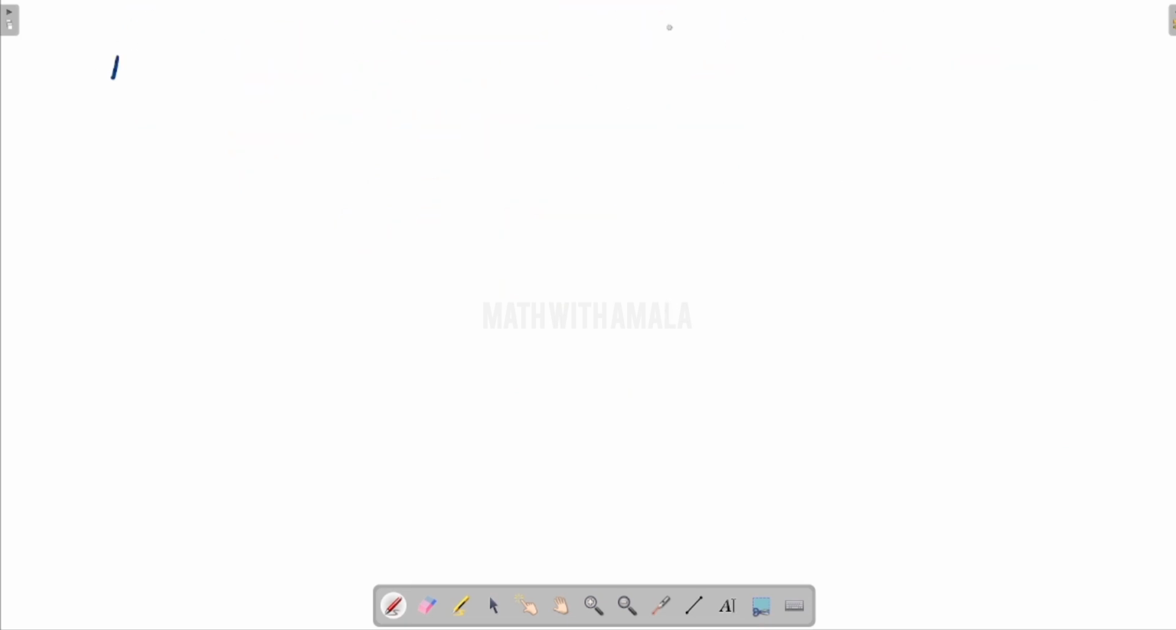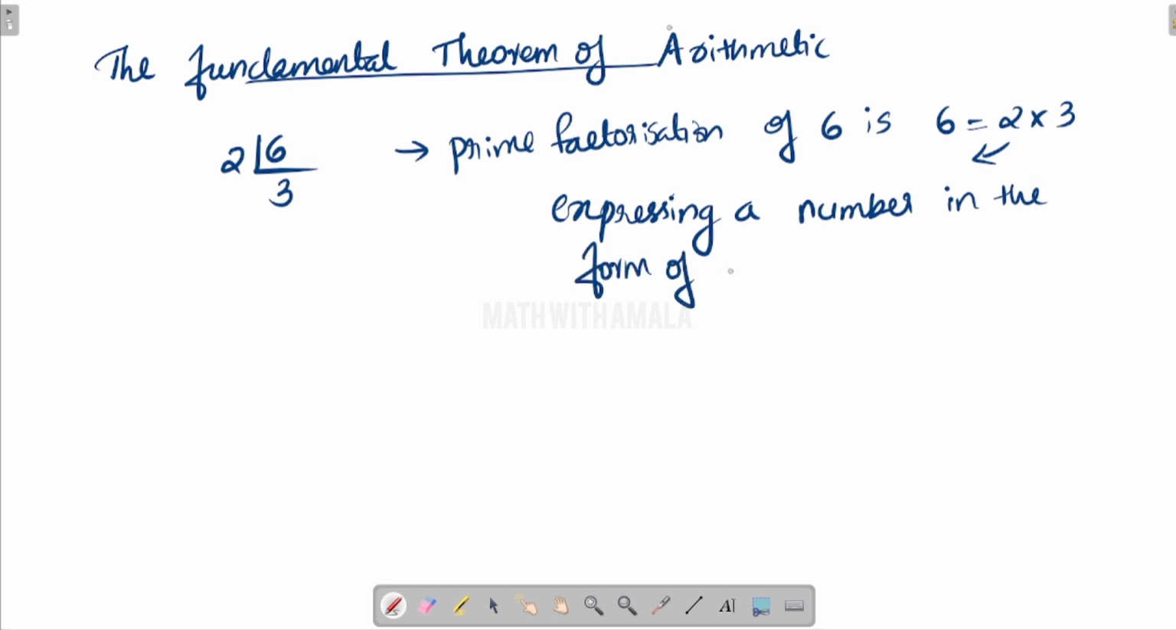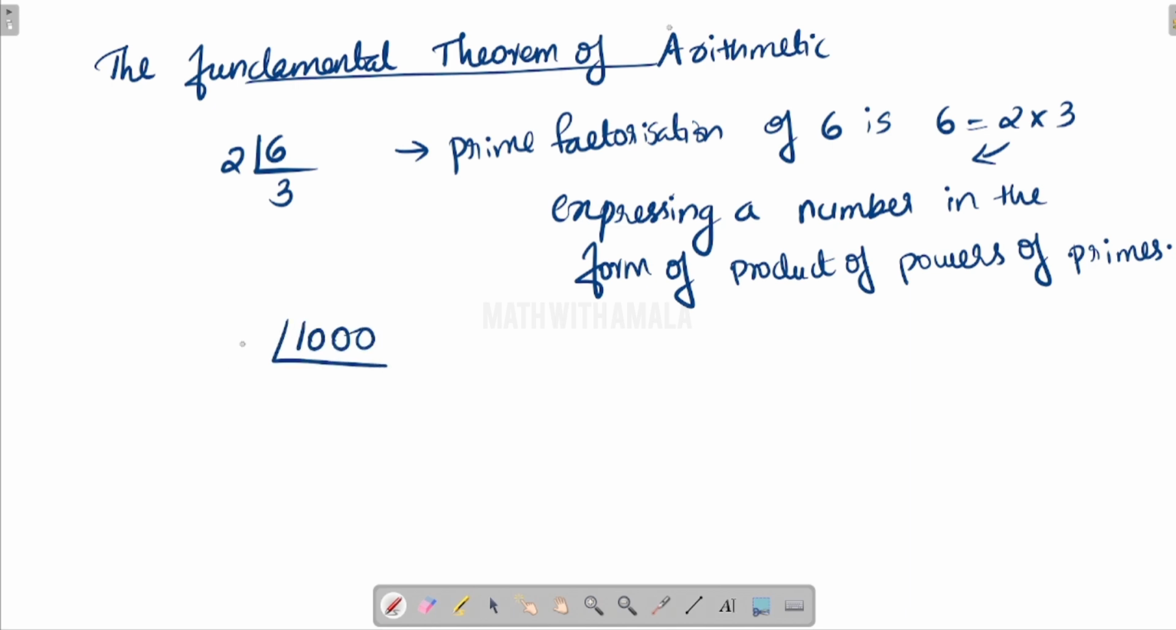Okay, next we can move to the fundamental theorem of arithmetic, in which we will deal with the statement also. Let's take the prime factorization of 6. You can get it like 6 equals 2 into 3, where 2 and 3 are prime numbers. So we can express this number in the form of a product of powers of primes. That is, 2 and 3 are prime numbers, and with the product of these prime powers, we can represent this number.